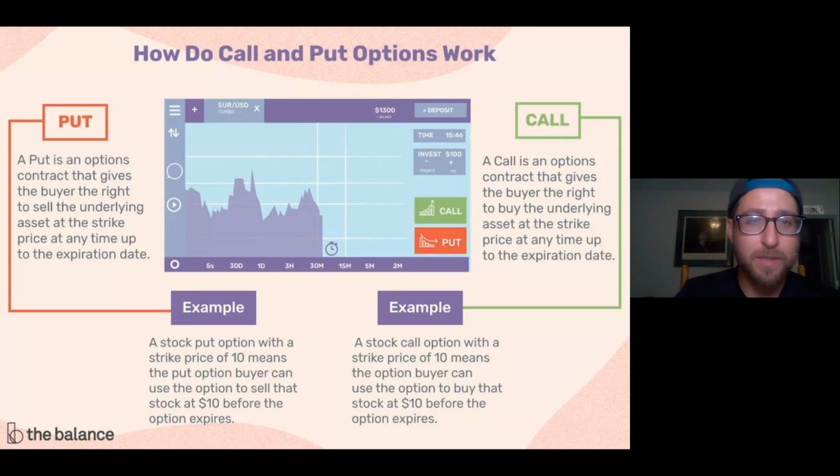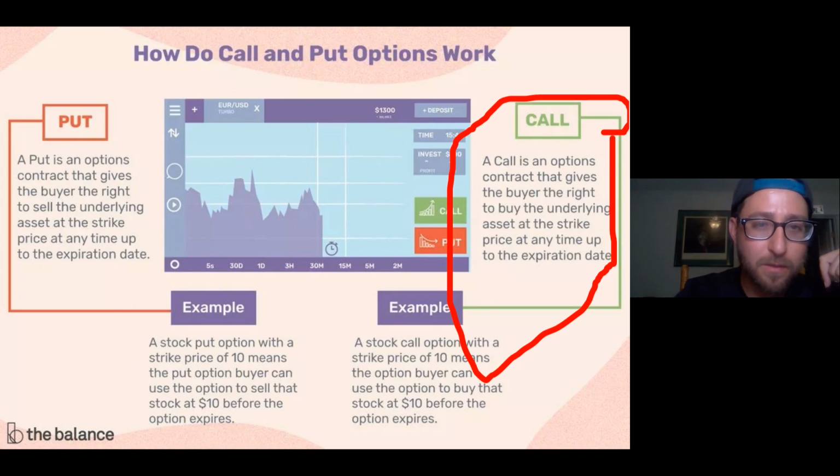So it's basically just how do put and call options work. So there's two different kinds of options. We have a call and we have a put. So essentially, we have our call options. We're going to put those in red. And then we're going to put our put options in blue.